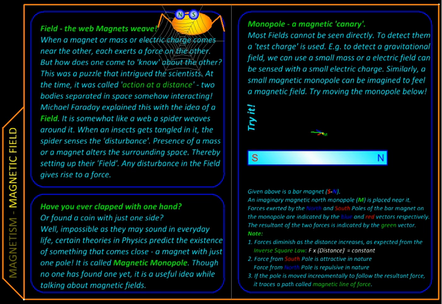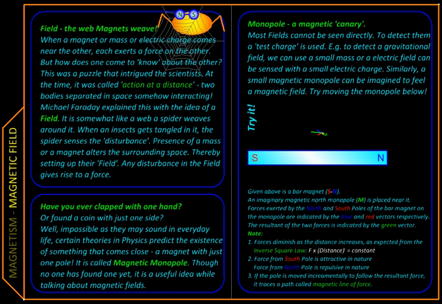Faraday explained this by saying that the very act of placing a magnet or an electric charge or a mass changes the surrounding space, and this altered space he named the field. So a magnet creates a magnetic field, an electric charge has its electric field, and a mass is surrounded by its gravitational field. Okay, so there is something called a field.